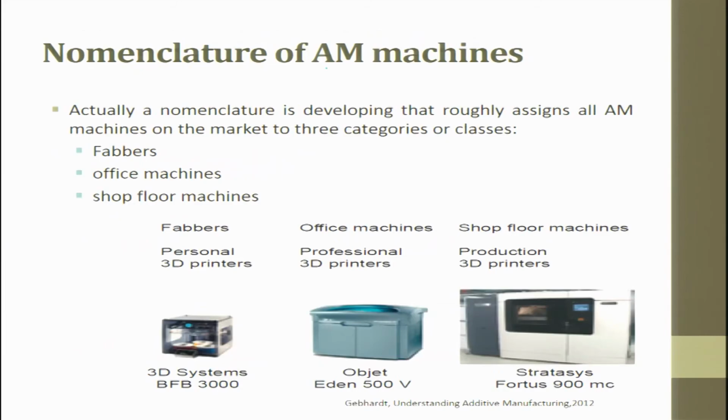So, regarding the nomenclature of additive manufacturing machines, a nomenclature has been developed that roughly assigns all additive machines on the market to three categories: Fabers, office machines and shop floor machines. So, Faber is nothing but personal 3D printing machines like this. Then office machines are 3D printers which are slightly bigger, and shop floor machines are much bigger, for larger parts.